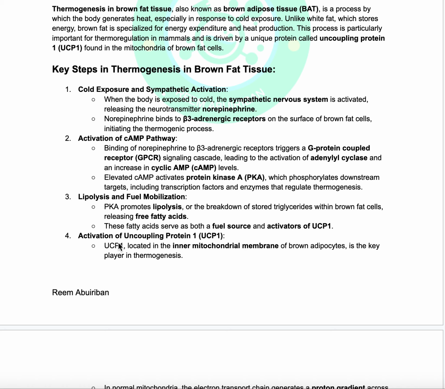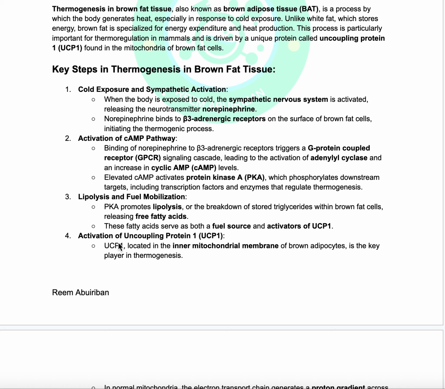When the body is exposed to the cold, the sympathetic nervous system is activated, and that is due to the release of a neurotransmitter, norepinephrine or noradrenaline. Norepinephrine then binds to the beta 3 adrenergic receptors present on the surface of the brown fat cells, and that initiates the thermogenic process.